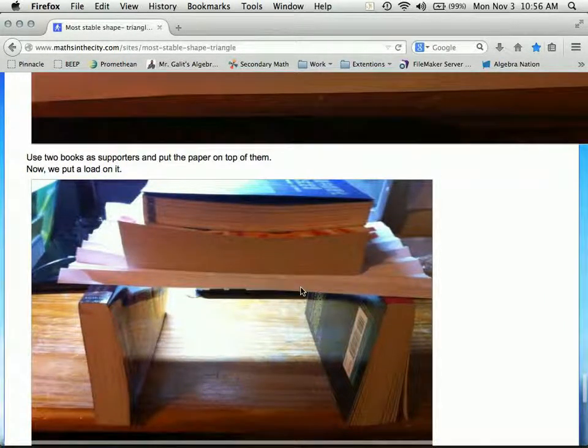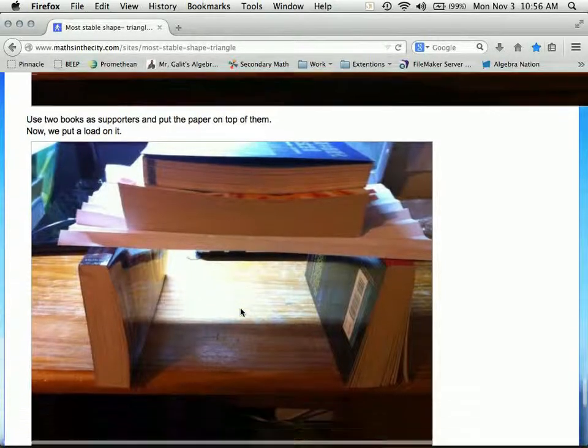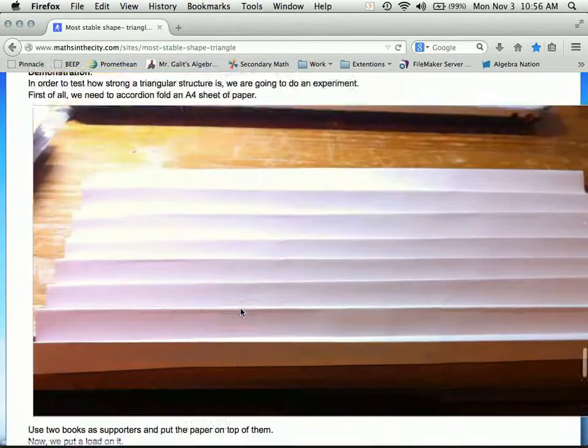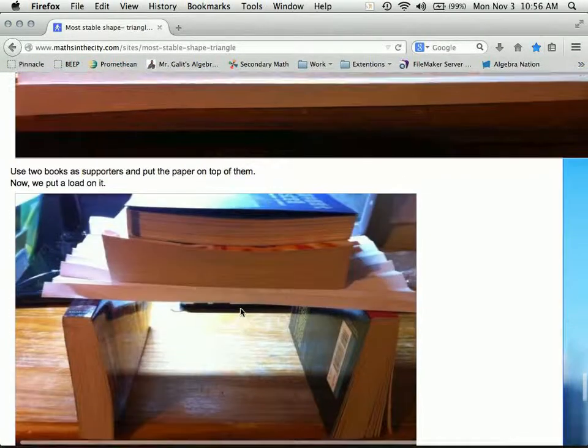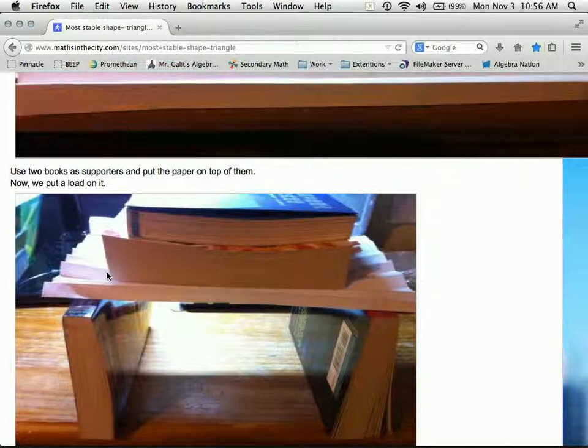That single thin piece of paper, folded into triangles, can support the weight of a couple of books, just based on the fact that they're made out of triangles. Could you see that? It's a little hard to see, but this is made out of triangles. And so the triangles form the support. This has to do with triangle rigidity.